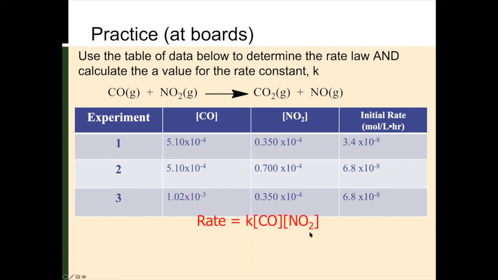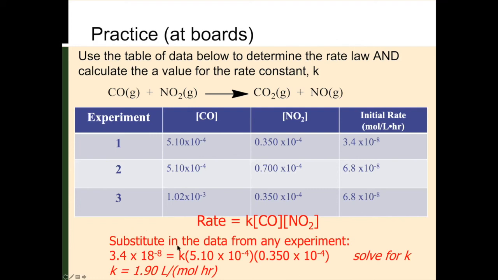So there's your rate law, because it's first order in CO, it's first order in NO2. And so as I said, you substitute in the data from any experiment. In this case, I didn't use experiment 3, I used experiment 1. Plugged in the numbers, there's the rate from experiment 1. There's the concentration of carbon monoxide in experiment 1. There's the concentration of nitrogen dioxide in experiment 1. And you just solve for the rate constant k. And you get, in this case, 1.9.